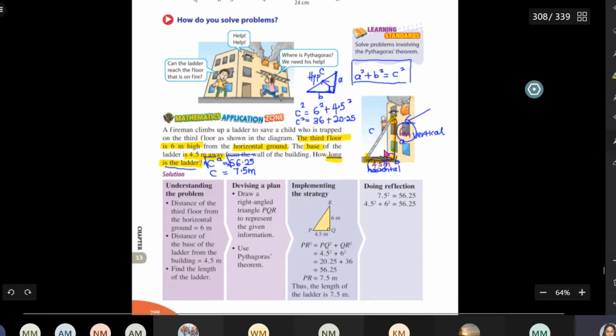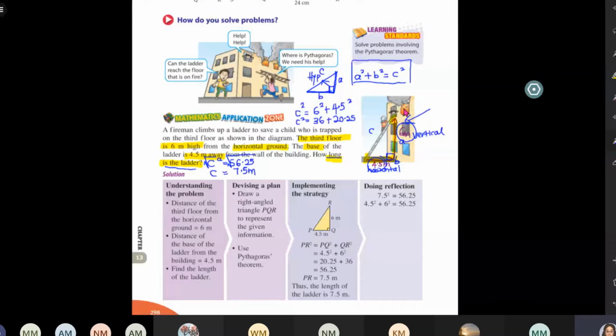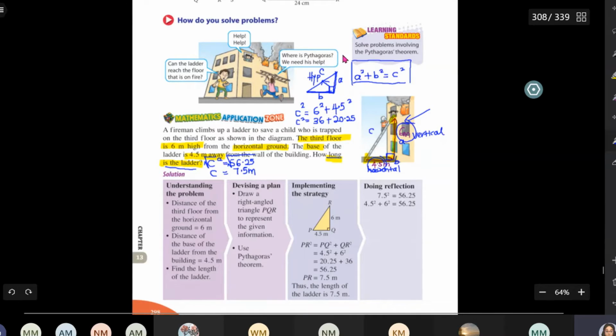Okay, so looking at that knowledge, you are supposed to find how long is the ladder. So bayangkan sekarang bomba tu, bomba ni dia ada ladder yang boleh extend kan. So we are just imagining we are giving a solution to the fireman, the length of the ladder needed for him to save somebody who is on the 3rd floor. Example lah.